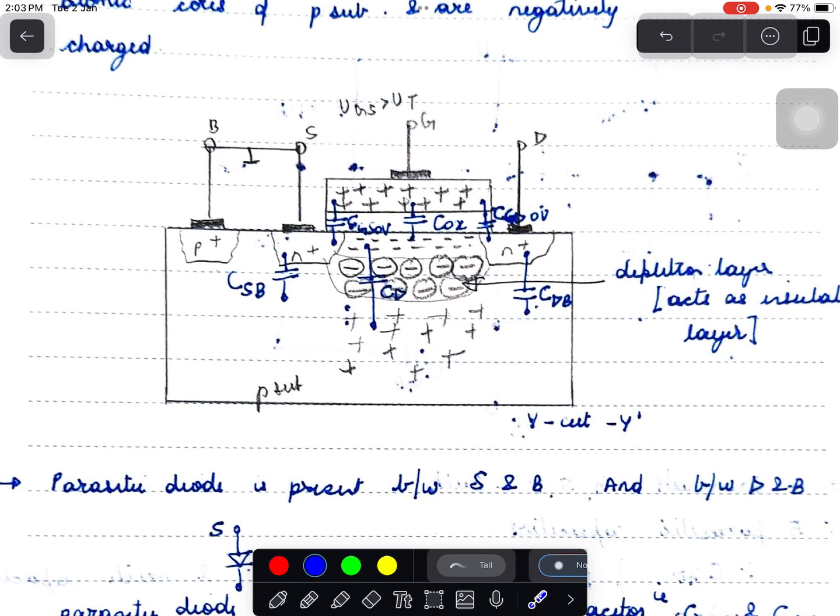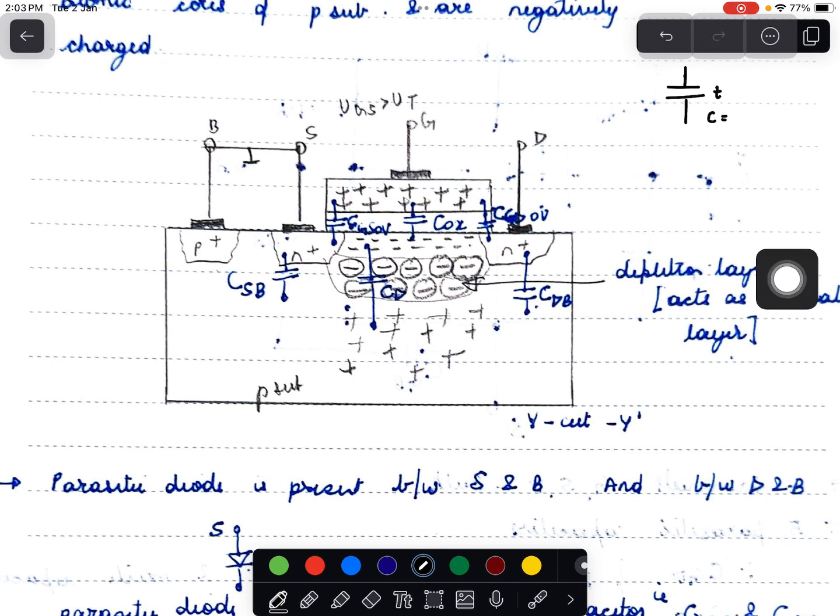Basically, a capacitor has 2 terminals, 2 plates separated by a dielectric of thickness T. So the capacitance C will be equal to epsilon naught epsilon r times the area of the plate divided by the thickness. So in this case, COX is the capacitance formed in this region.